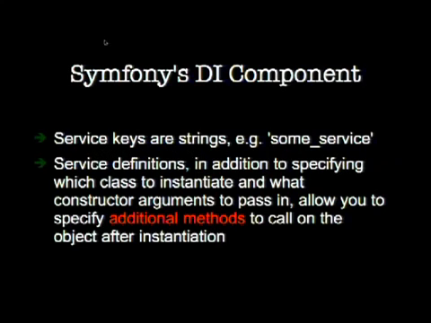A couple of things to note about how Symfony does dependency injection. It uses string keys, which is fairly typical, but there are other ways of identifying services. This is a very simple way: you can just use an arbitrary string. Obviously, most frameworks will have some kind of naming convention for how to name services. And then, in addition to being able to specify the class for a particular service and what its dependencies are, you can also specify additional methods to be called on the object once it has been instantiated. And that comes in pretty handy, as we'll see shortly.